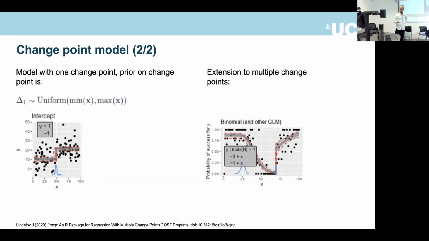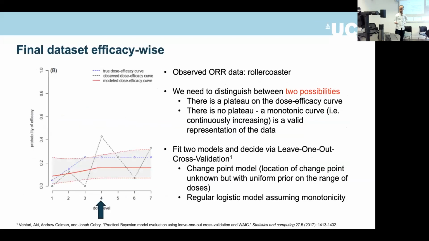So on the right-hand side, we've got an example with a probability of success comprised between 0 and 1 on the y-axis and an x variable. And you see that there are two change points in this specific model. So effectively, as I said before, I'm comparing these two options: a change point model, assuming one change point, versus a regular logistic model. And via leave-one-out cross-validation, I make the distinction, and I decide whether or not the data is supportive of a plateau.